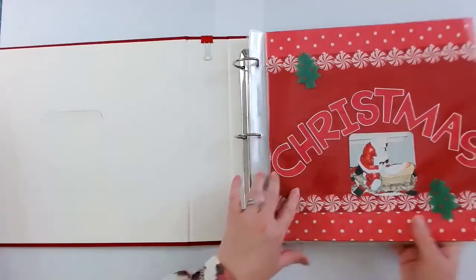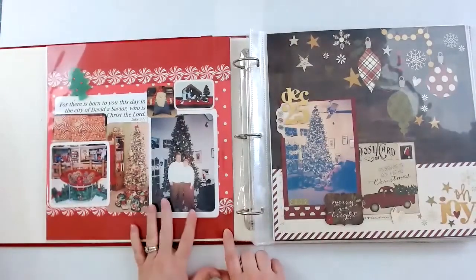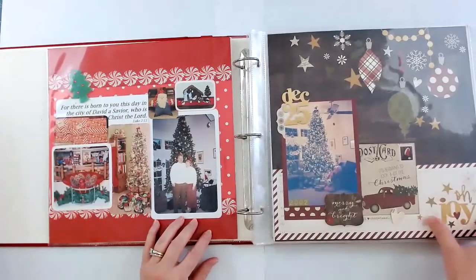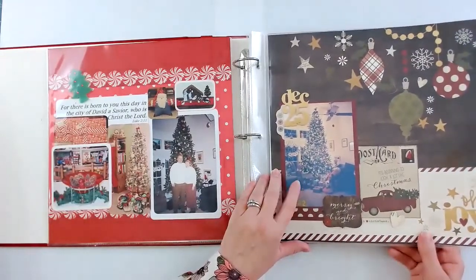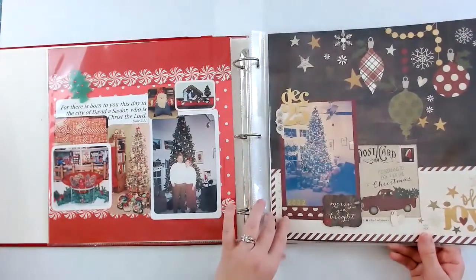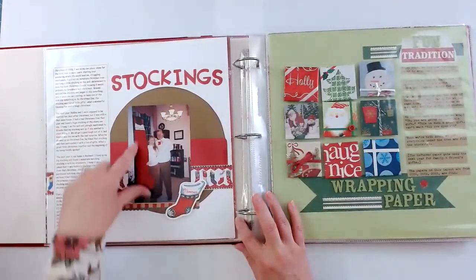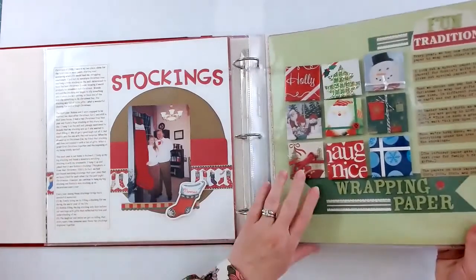So I've got a title page here, a little dedication page with a couple of Christmas photos and a scripture, and then just some random layouts. This was our Christmas tree in our first home, and I've already scrapbooked that whole year. I did this for a design team layout, so I'll put that in here. This is a story of this big stocking that my husband bought me when we were dating. This was actually a challenge in a class that I took.